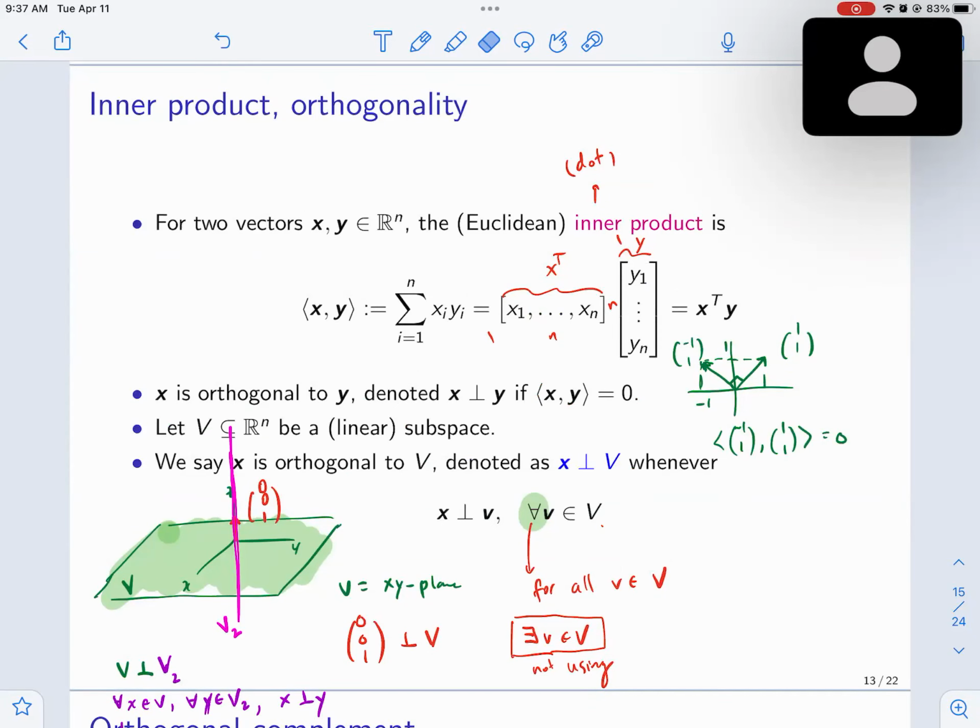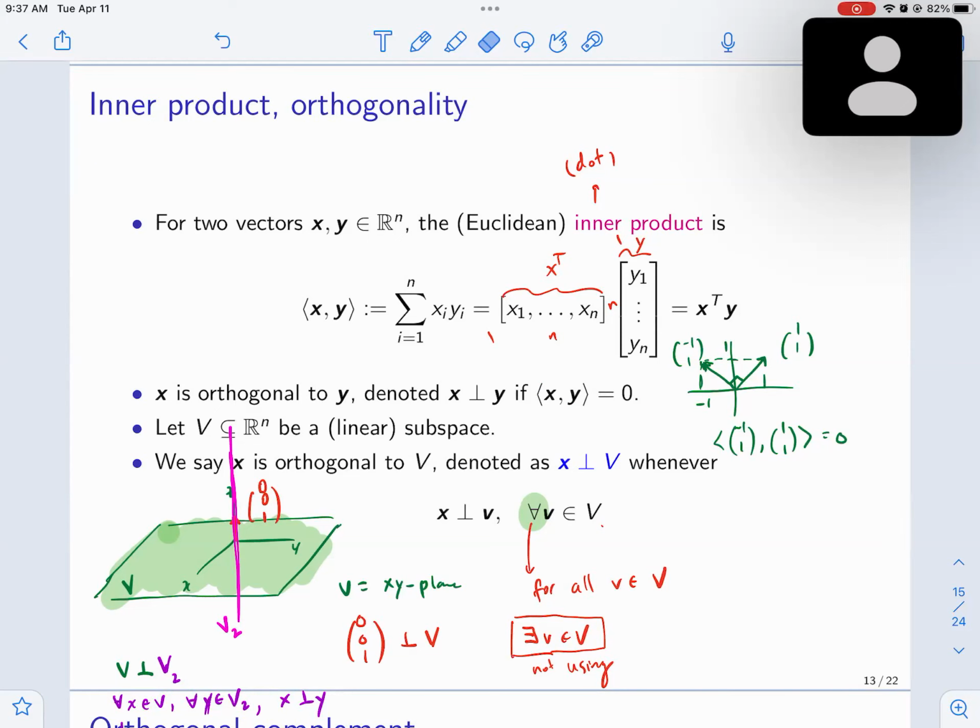Inner product and norm. So the inner product was defined like that. And we define orthogonality to mean that two vectors are orthogonal if their inner product is 0. This has the usual geometric interpretation. So two vectors are orthogonal if, when you look at them, they form a right angle.